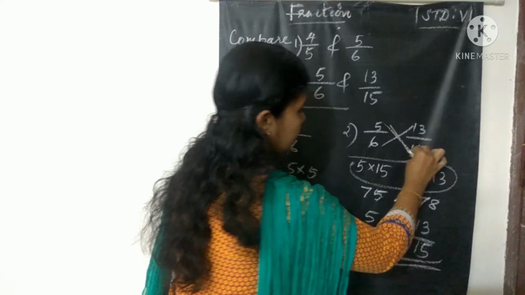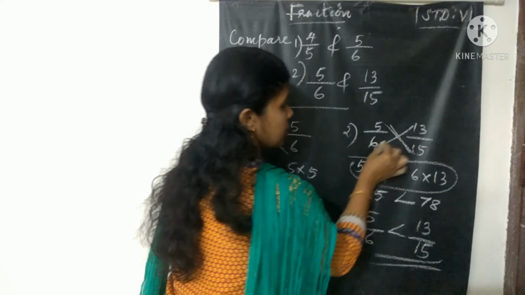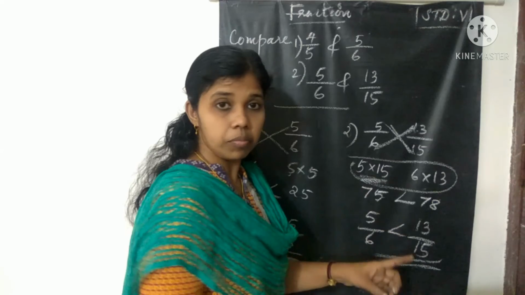5 into 15, that is the first product. 6 into 13, that is the second product.